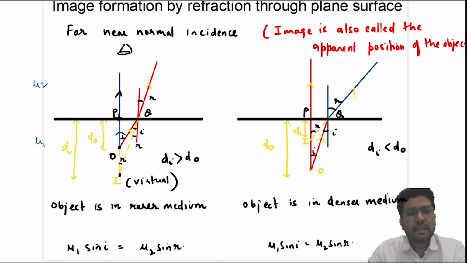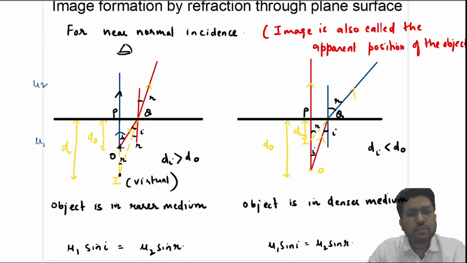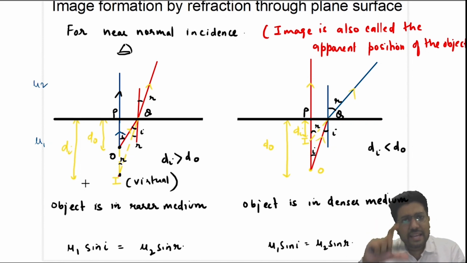Now see, this is the object distance. Remember one thing, all distances will be measured from the interface. So if this is the object, this is the object distance, and this is the image formed, and this is the image distance. So whenever the object is in the rarer medium, di will be greater than do.